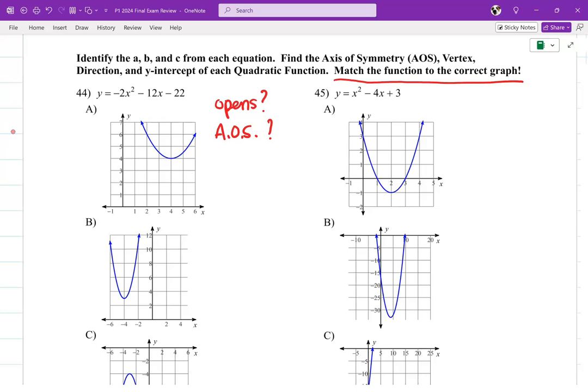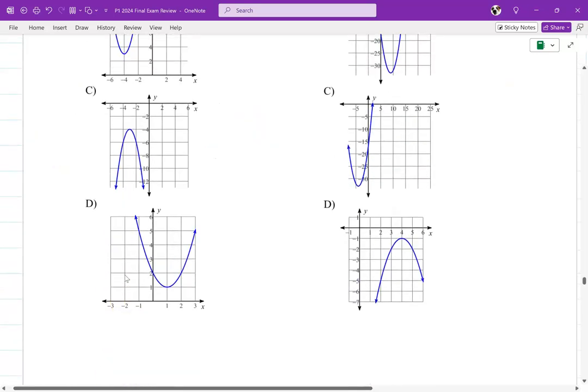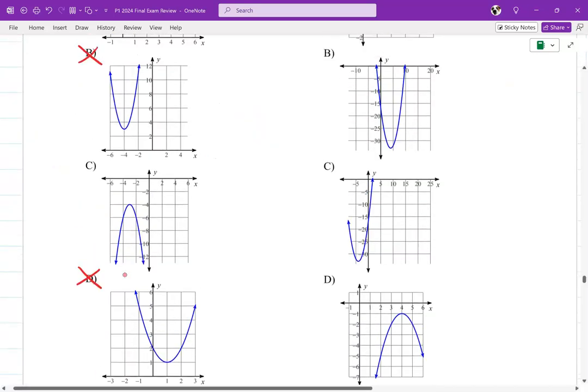Once you know that, usually you're good. Maybe you might have to do the vertex. Okay? Maybe. But hopefully you don't, because then that's a lot more work. Okay? So, I look at number 44. Which way does it open? Yeah. That one opens down, right? So I'm going to put right here, opens down. So it's not A, it's not B, it's not D. So there you go. I just found my answer. It's C.